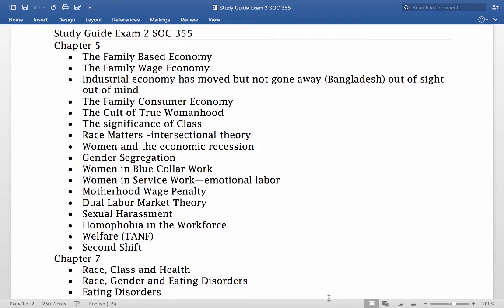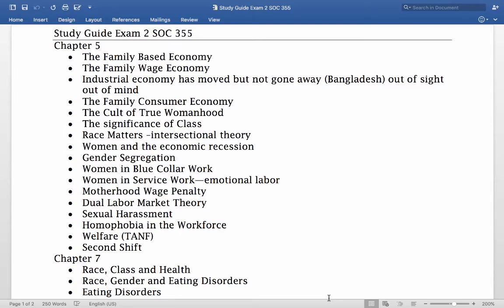Okay, so let's see. Family consumer economy is basically our modern economy now that's kind of a step above the family wage economy, where people just buy stuff, basically, where we don't produce things, we consume things. Okay, so the cult of true womanhood is that notion of separate spheres, right? That idea that the ideal woman was one who stayed in the home, who was virtuous, and a symbol of middle-class prosperity.